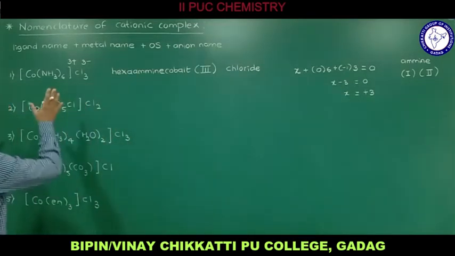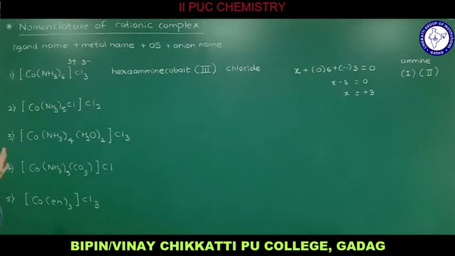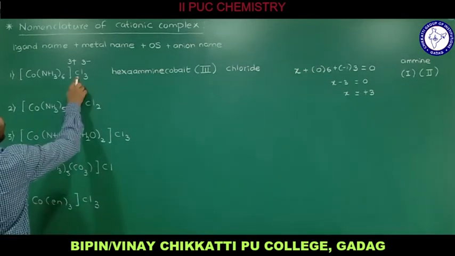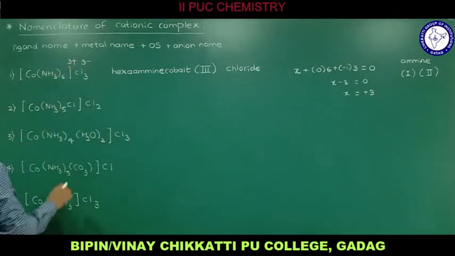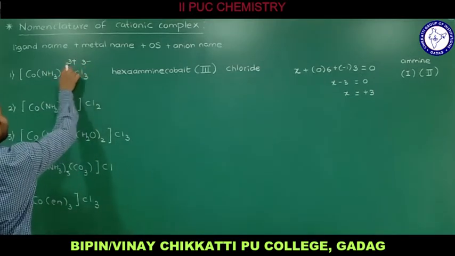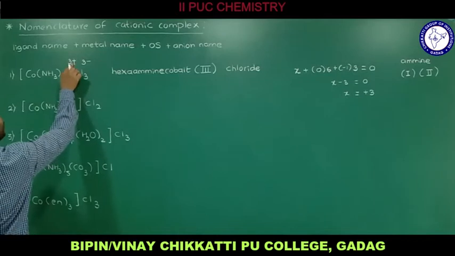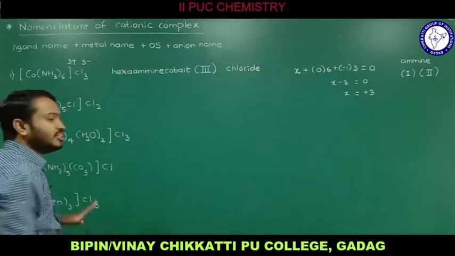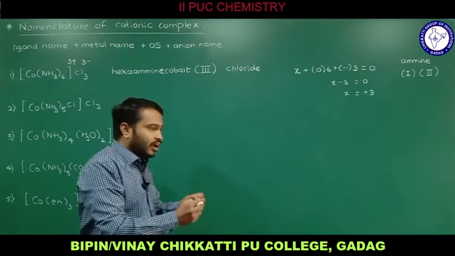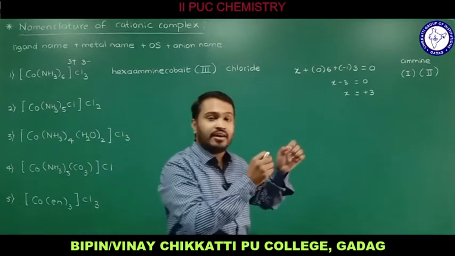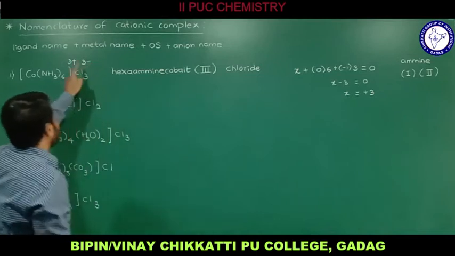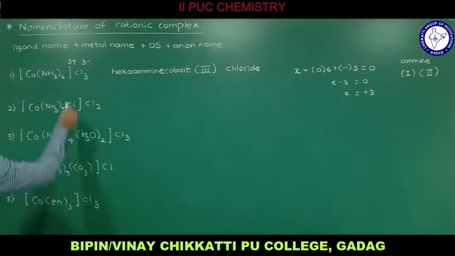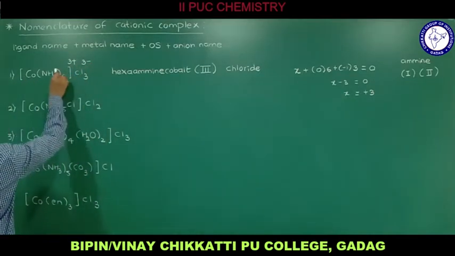Now I will tell you one more method to identify the oxidation number of the central metal atom. Chloride is -1, 3 we have, therefore 3 minus, right? And if the counter ion is 3 minus, definitely the coordination sphere would be 3 plus, because they are supposed to balance each other. Together the coordination sphere and the anion should be neutral. Therefore, since it is 3 minus, this will be 3 plus. The charge of the coordination sphere is 3 plus.